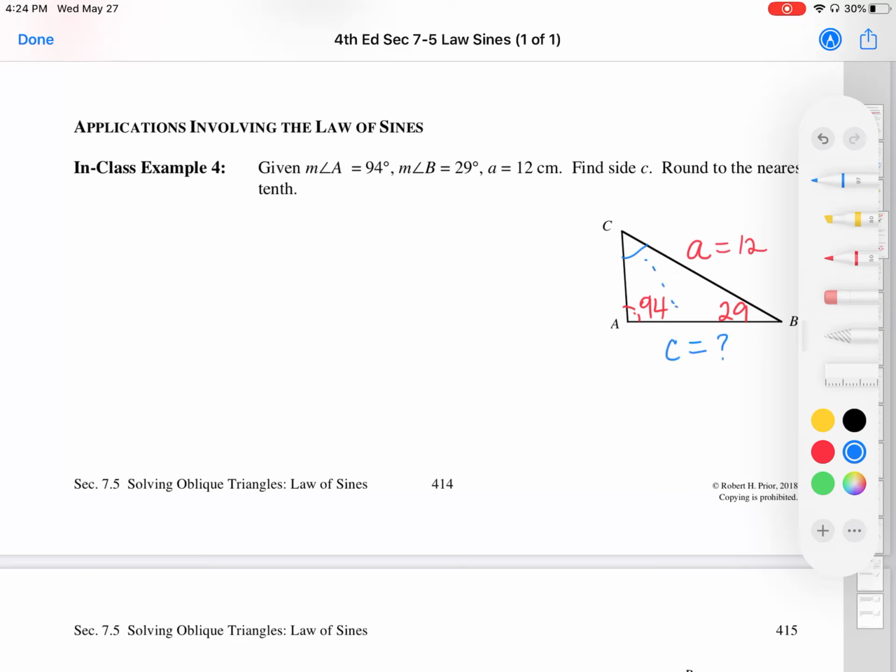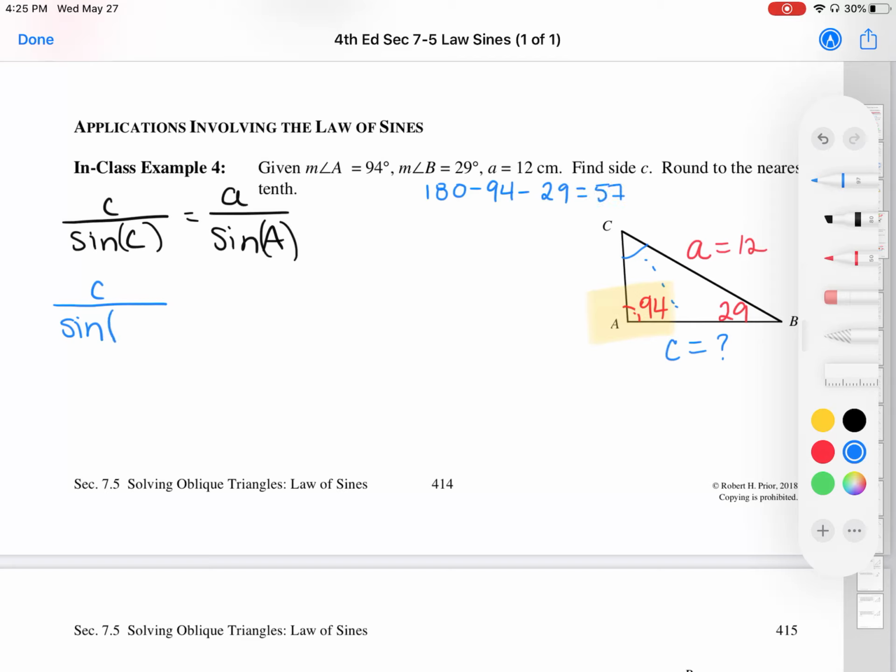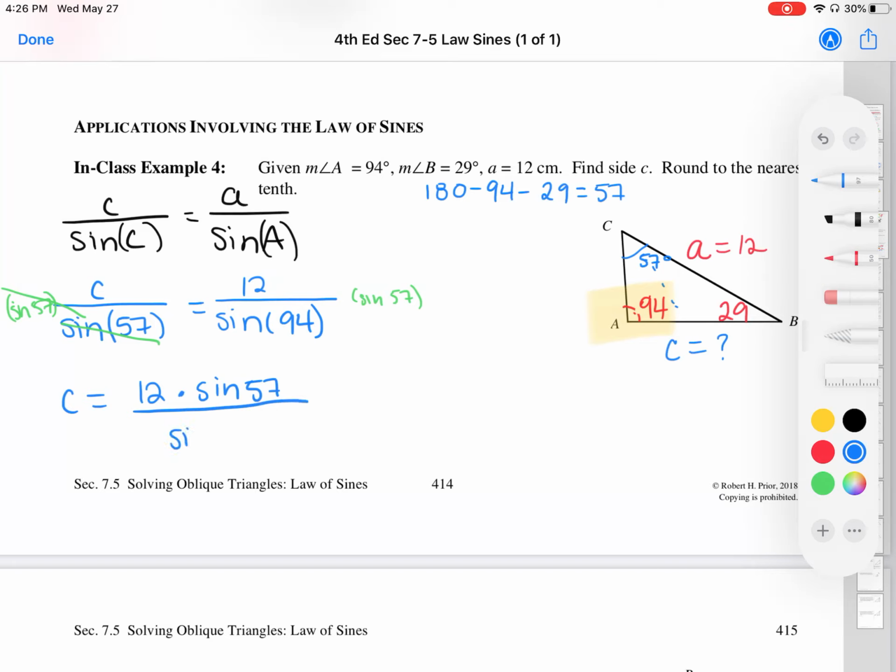Sine of angle C is, well, we don't know that either, but we can figure that out, right? So we have 180 minus 94 minus 29, and we get 57. So angle C is 57. That is equal to side A, lowercase a is 12, over angle A, sine of 94. You want to get C by itself, so let's multiply both sides by sine of 57. Those divide to make 1. So now we're left with C is equal to 12 times sine of 57 over sine of 94.